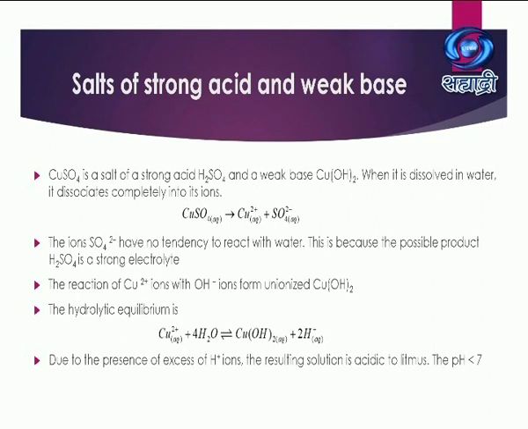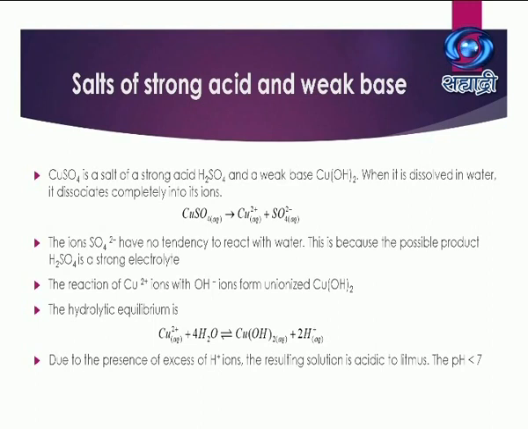The reaction of Cu2+ ions with OH- ions forms unionized copper hydroxide. So I can write the hydrolytic equilibrium as Cu2+ aqueous plus 2H2O reversibly gives Cu(OH)2 aqueous plus 2H+ aqueous. Now in this case what happens? Few OH- ions combine with copper hydroxide, and so equality between H+ and OH- ions is disturbed. Which ions are removed? OH- ions are removed. So in the hydrolytic equilibrium you will find there is an excess of H+ ions.